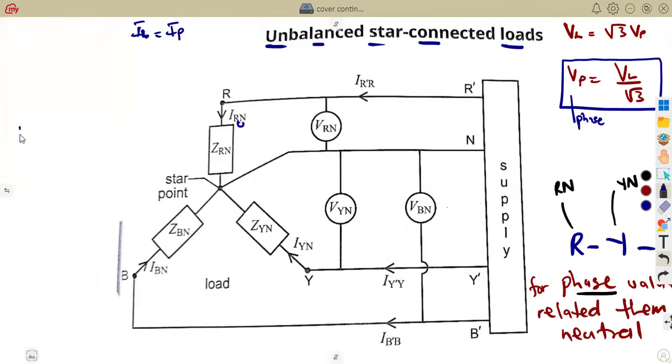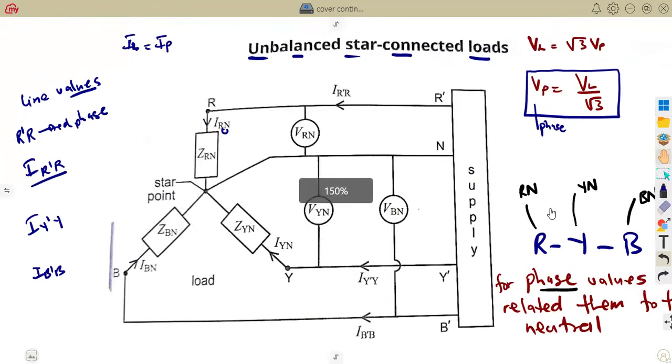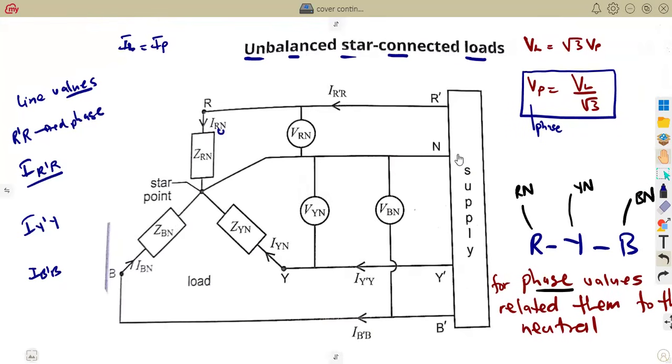Once you see these ones, that is for the red phase, just like we are representing the red phase. So these are line values. If you are talking about this one, it's the line current for the red phase, the line current for the yellow phase, the line current for the blue phase, just like that. Same as the voltages. So guys, this one, I think is direct. So this is what you're going to have as a basic view of the line and phase values.